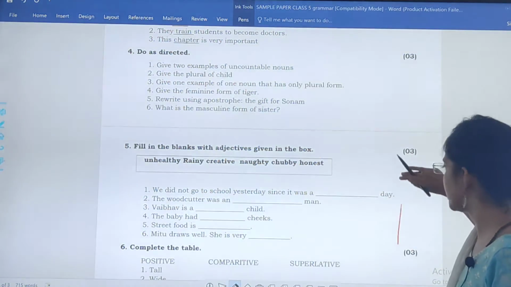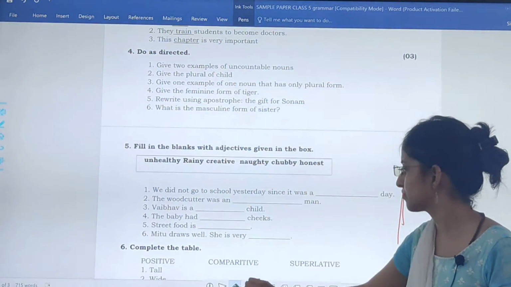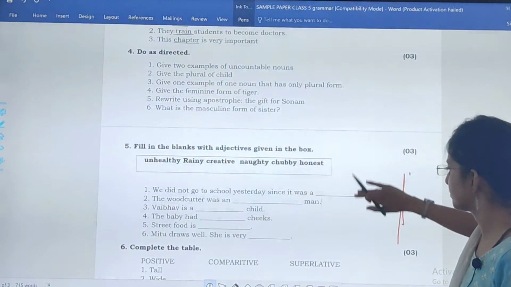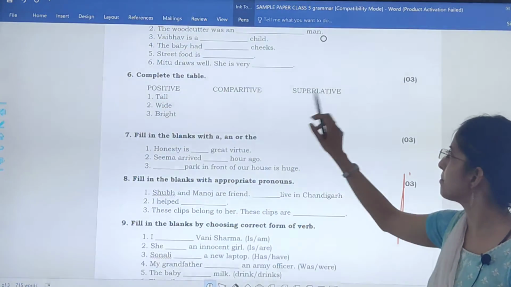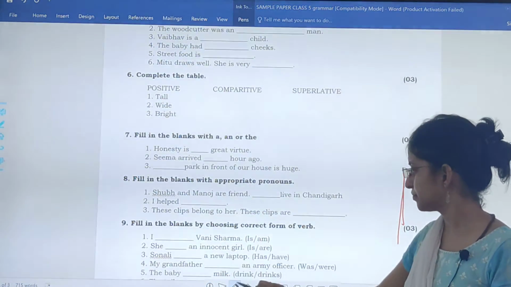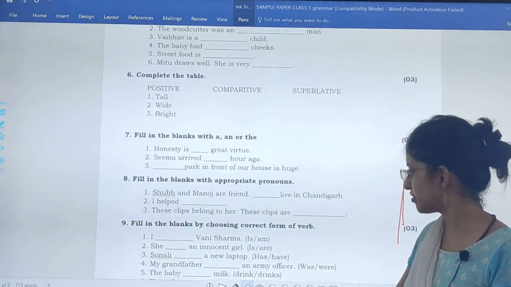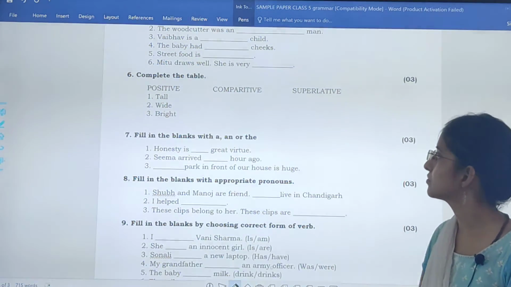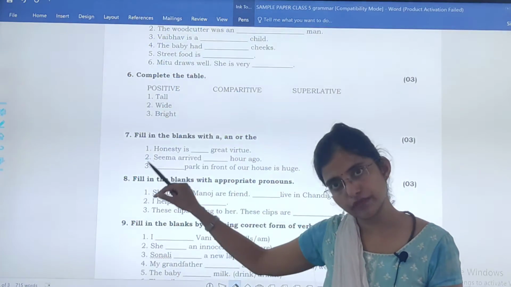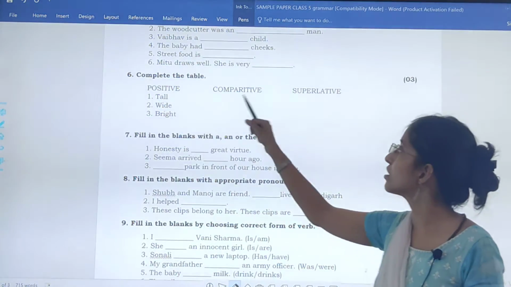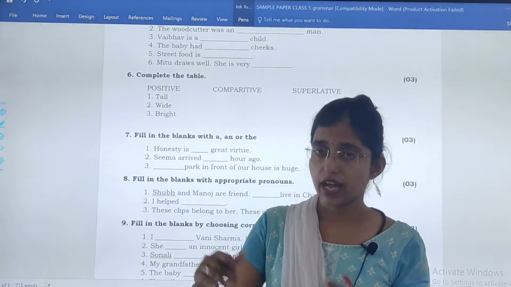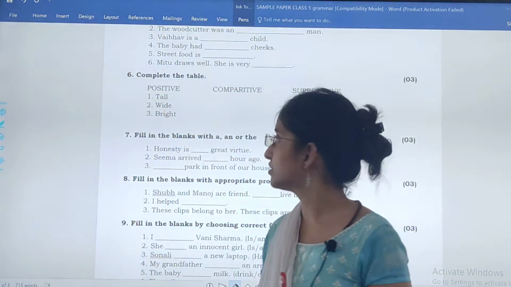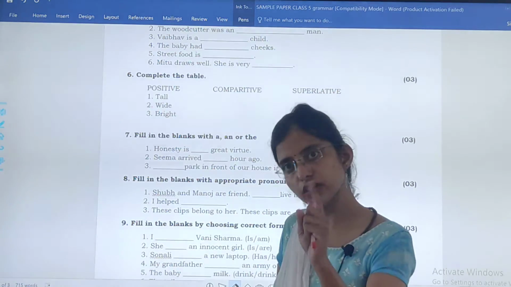Then comes complete the table. Complete the table. Positive, comparative and superlative. Now see children. आपको पॉजिटिव फॉर्म दिया हुआ है टॉल. आपको कंपैरेटिव और सुपरलेटिव लिखना है. टॉल का क्या होगा? टॉलर. एंड सुपरलेटिव क्या होगा? टॉलेस्ट. सेकेंड एंड थर्ड इज योर होमवर्क.